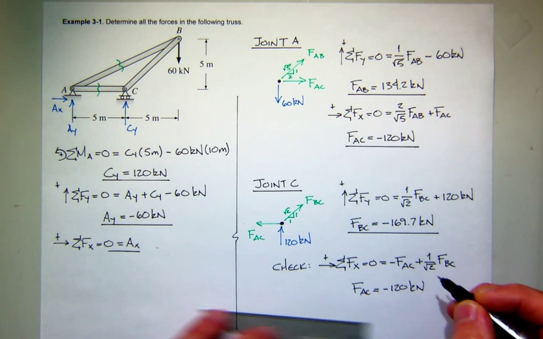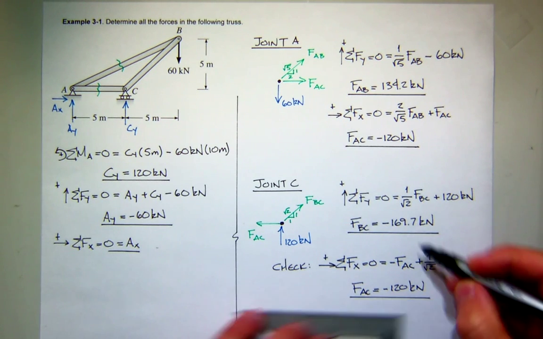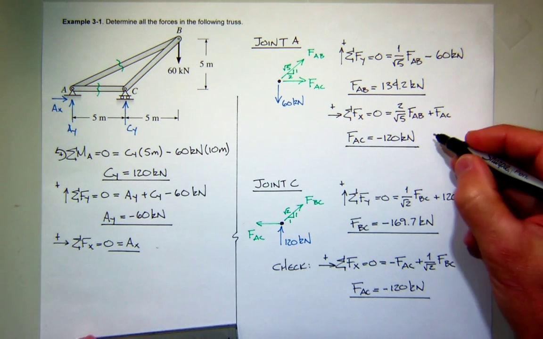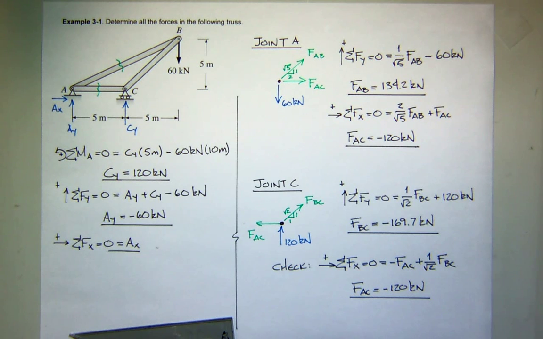Well, that makes me feel pretty good, because now I got, kind of independently, the same value that I had gotten from a different joint. So I feel pretty good about those numbers. So any other questions about this problem? No? Okay.